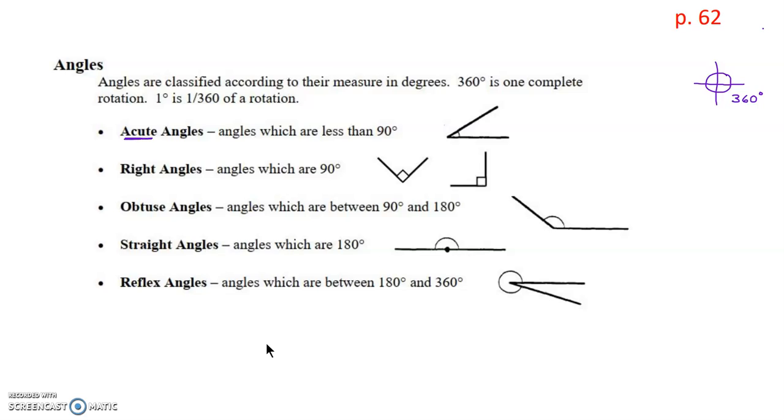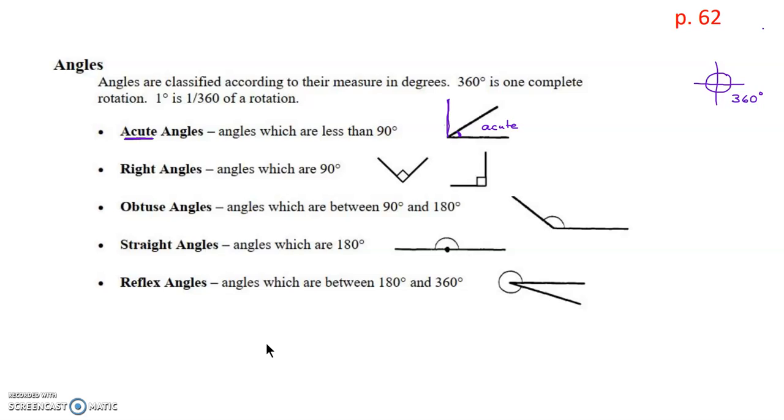I always remember that as being small because of the word cute in acute. So these are angles that are less than 90 degrees. Remember that 90 degrees is that kind of perfect perpendicular, the two lines to each other. So we can see that this angle is far smaller than that. Therefore, that's an acute angle.